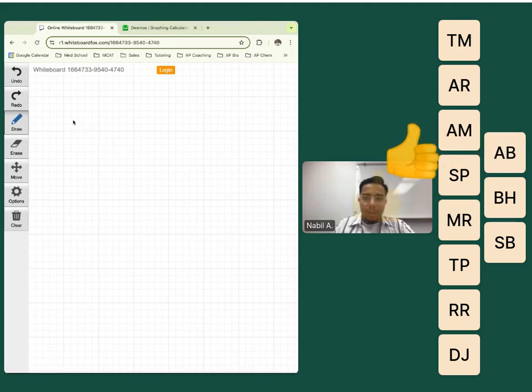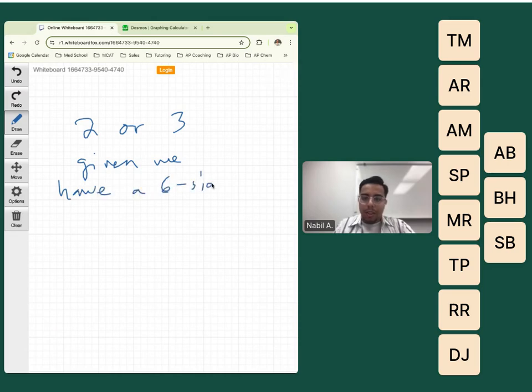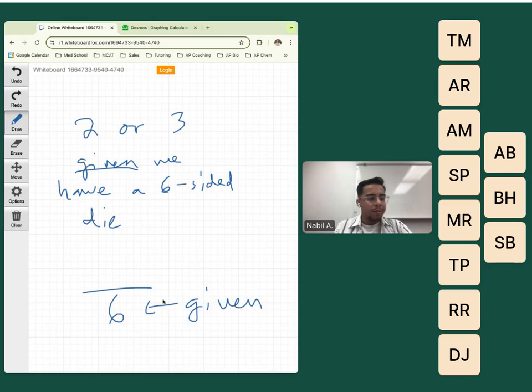So we're getting a six-sided die, so a two or a three, given we have a six-sided die. Key word here is given. Whenever you hear given, that's the conditions that we have. Given is in the denominator. That's the total number of sides that the die has. So anytime you hear given, just know that that will be the denominator.